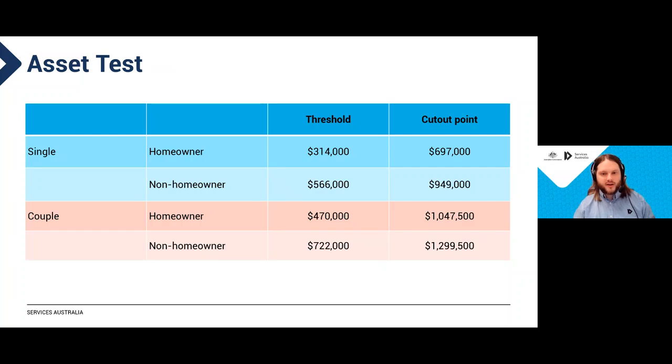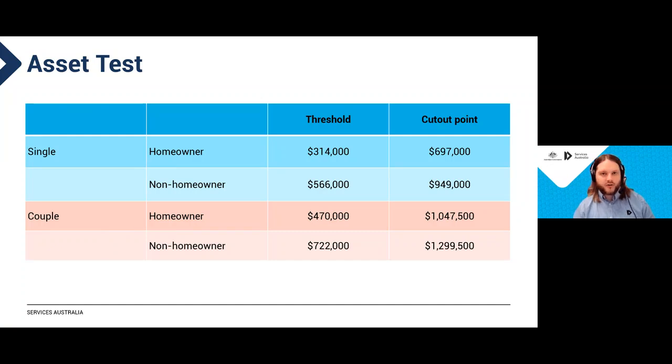Now, as you can see on the screen now, there are different thresholds and cutout points for single and partnered people and for homeowners and non-homeowners. Depending on your circumstances, once your assets exceed the threshold, your pension begins to reduce until you're over the cutout point, at which point the pension will stop completely and you would not be entitled to receive a payment.